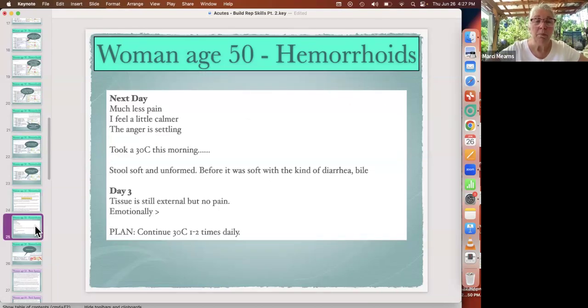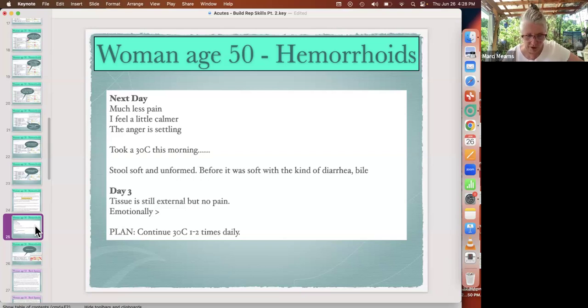Next day, much less pain. I feel a little calmer. The anger is settling. So she took a 30C again that morning. Stool soft and unformed. Before it was soft with a kind of diarrhea. Okay, so her stool is coming back a bit to normal. You can see here that this is taking a while. The third day, tissue is still external, but there's no pain. In other words, the hemorrhoidal tissue has not gone back in, but she's emotionally better.